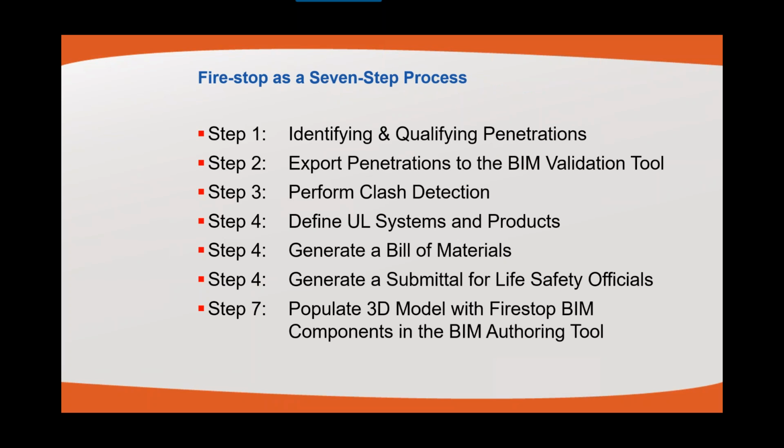Fire stops can basically be identified in 7 steps. You need to identify and qualify the penetrations throughout your building, export these penetrations to a BIM validation tool, perform clash detection to make sure that those penetrations aren't clashing with something else early on in the design process, define UL systems and products, generate a bill of materials, generate a submittal for the life safety officials, and the last one is to populate this 3D model with the BIM components.